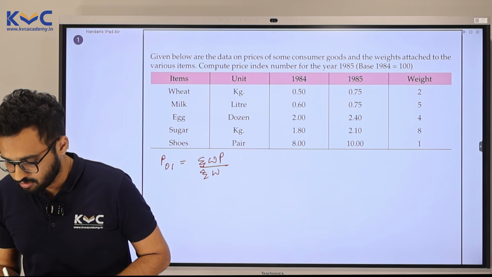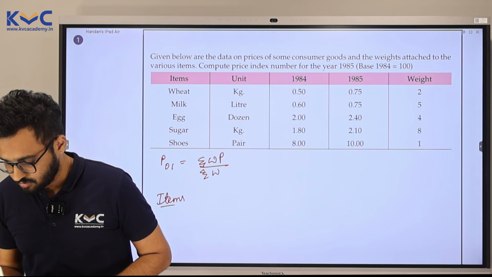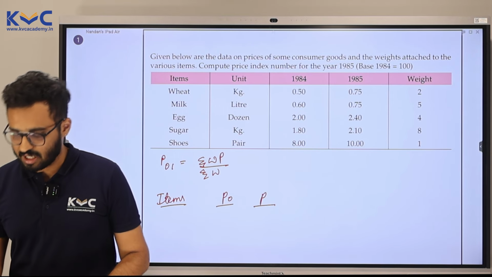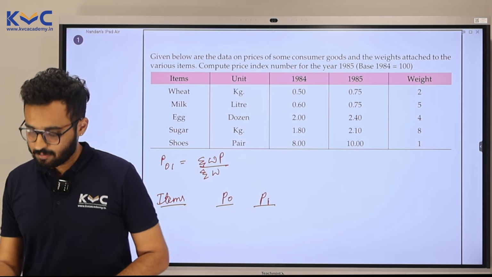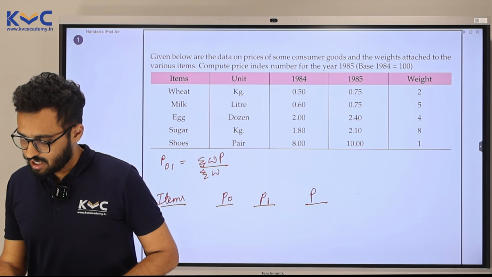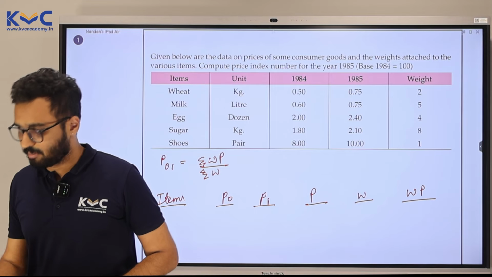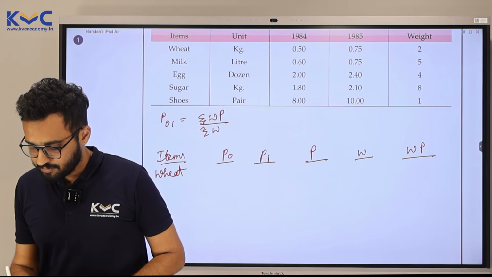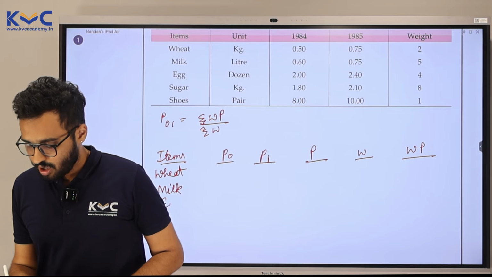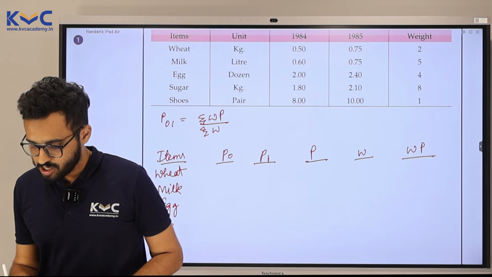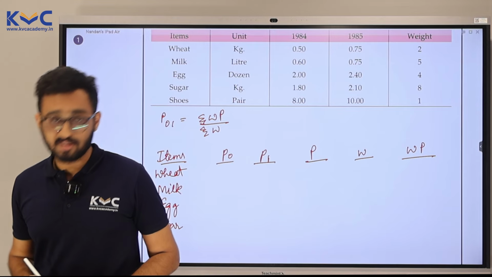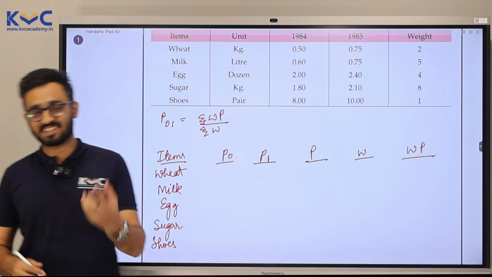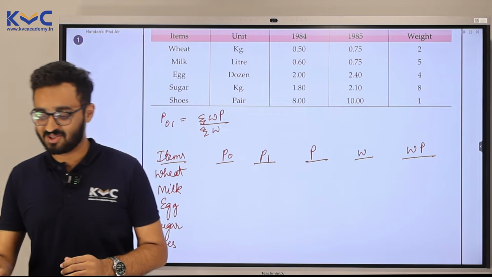So let me write down items, P0, P1. 1984 is P0, 1985 is P1. I need price relatives, then I'll multiply them with weights, I'll get WP. This is what I'll need. So the items are wheat, milk, egg, sugar, shoes. They didn't say these are just eatables, they just said consumer goods, so it's fine if we have shoes in the list.